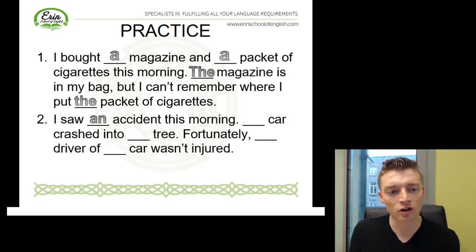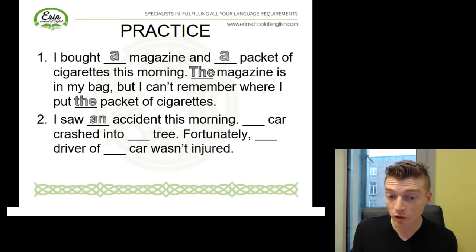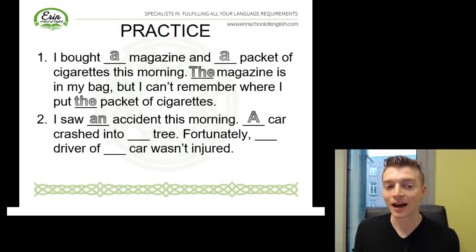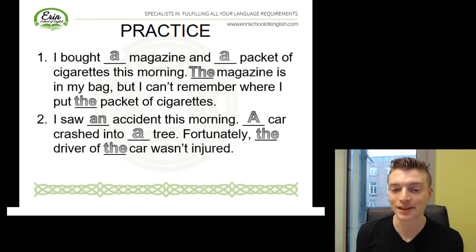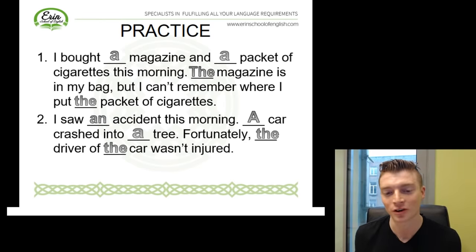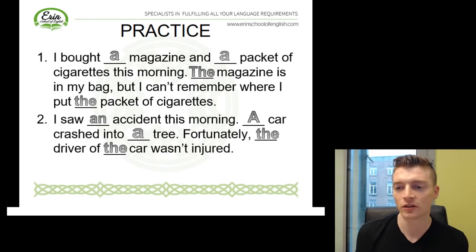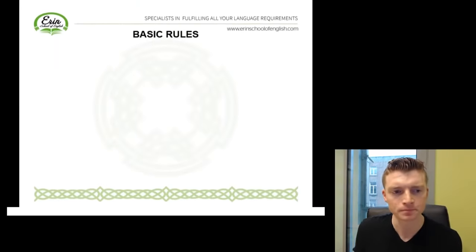So here, car crashed into tree. So again, we've got two more singular common nouns. It's the first time I've mentioned them, so a car crashed into a tree. Fortunately, the driver of the car wasn't injured. So now I'm being specific, okay? It's the driver of the car I've mentioned in the previous sentence. We know what I'm talking about, and that's why we're using the definite article. Excellent. Okay, let's move on.